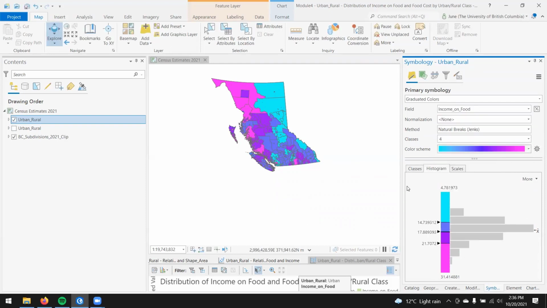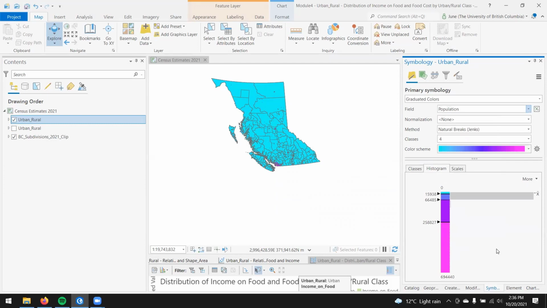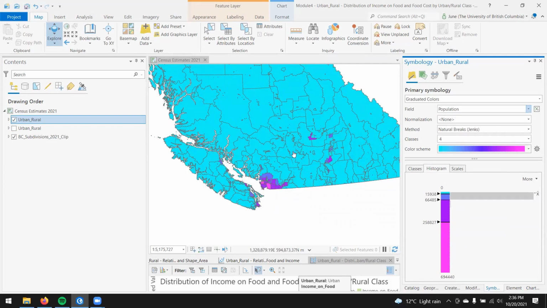This shows us one thing about the data, right? We're looking at income on food, but if we change this to population, it's going to group it in a very different way, right? Nearly the whole province is going to be grouped in here. So population is a really skewed distribution, if you remember the histogram that I showed.